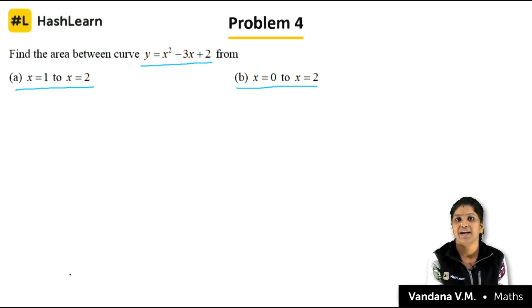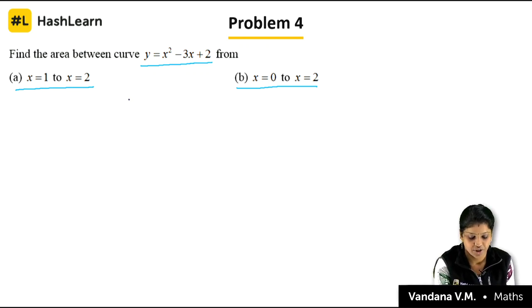We know the quadratic equation forms a parabola, isn't it? So how to form this? First, solve this question. What is the given parabola? That is x square minus 3x plus 2 is equal to 0.